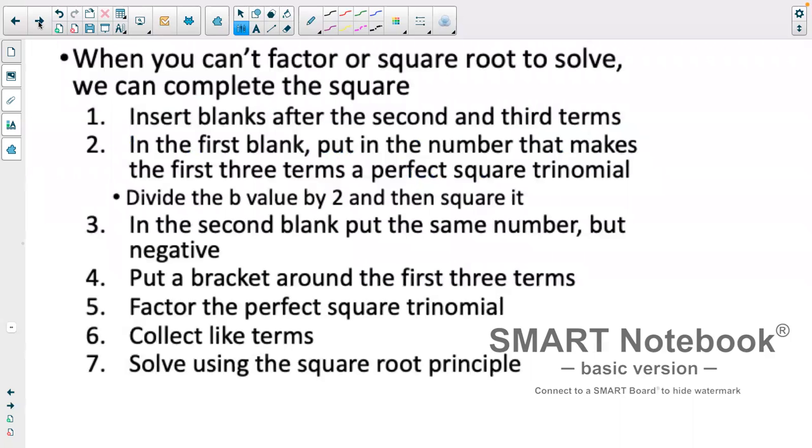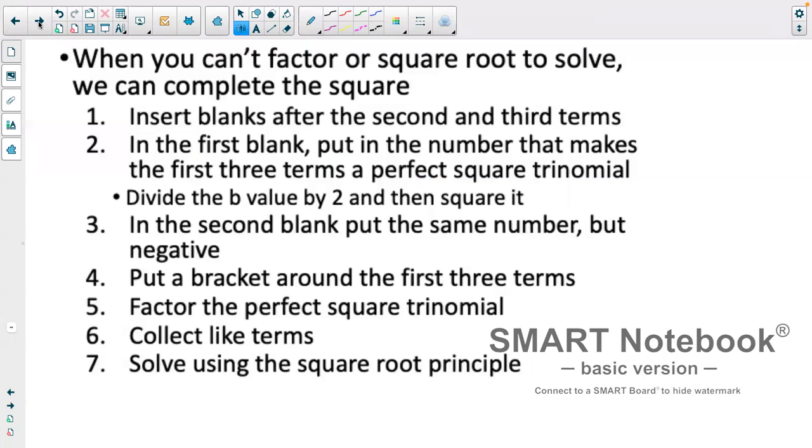Now, when you can't factor or square root to solve, we can also use something called completing the square. This is very helpful with trinomials where we have all three values, so an a, a b, and a c, and we're not able to do product-sum factoring with it. On this page, we'll go over steps and then we'll do an example of it on the next page.